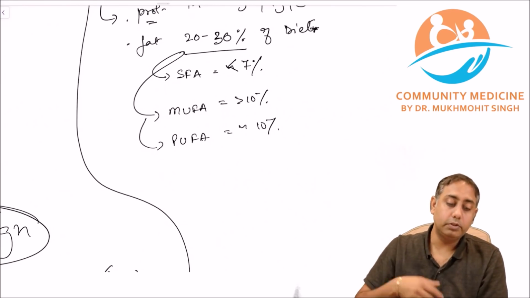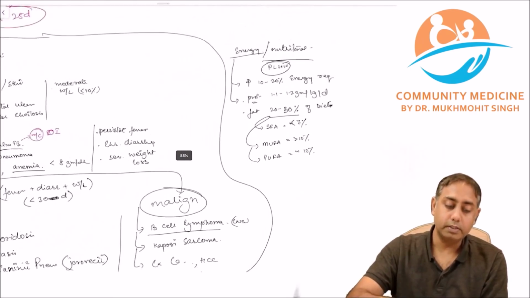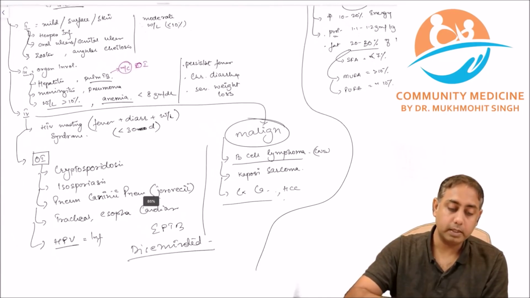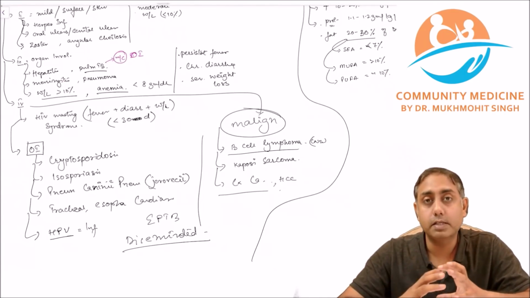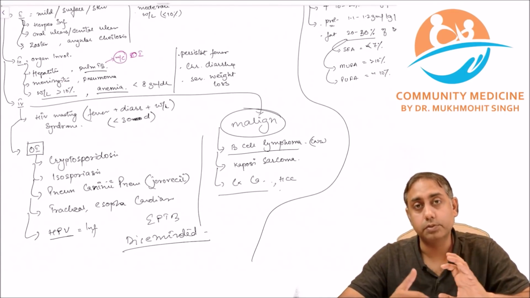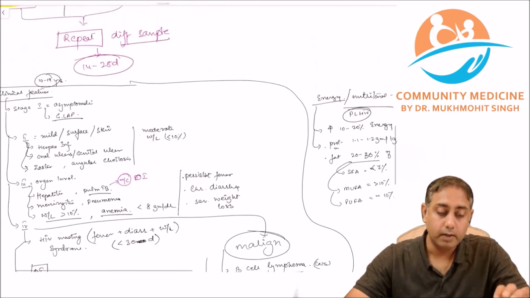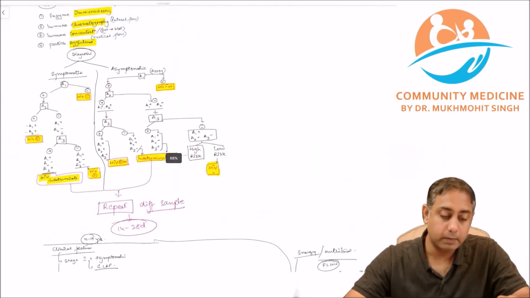So that's the nutritional requirement for these people living with HIV, and that's how we classify these patients based on stage 1, stage 2, stage 3 of HIV, and that's the way to diagnose.